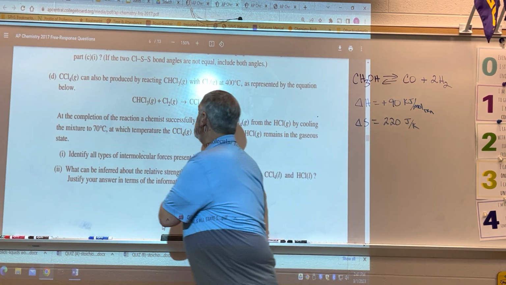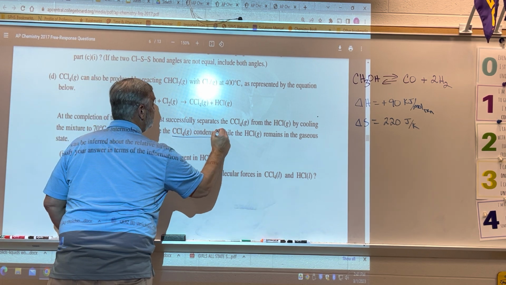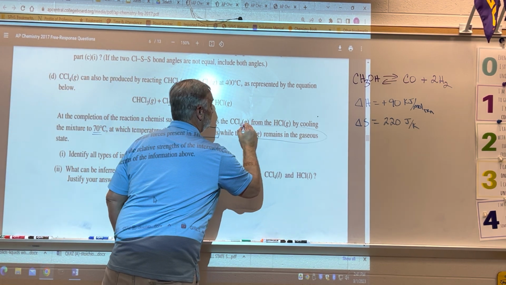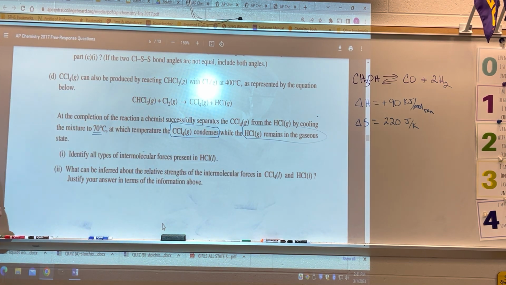Here, the CCl4 condenses at 70 degrees. The HCl remains a gas. What does it mean, first off, to condense? You're allowed to answer that. Turns into a liquid. So it sticks together. Versus the HCl doesn't stick together.